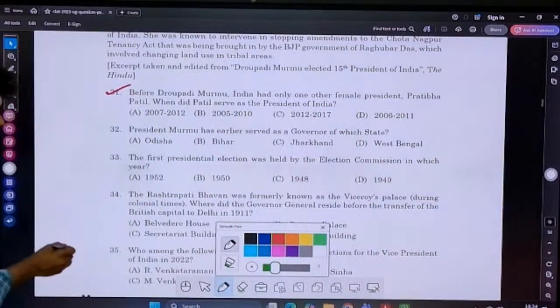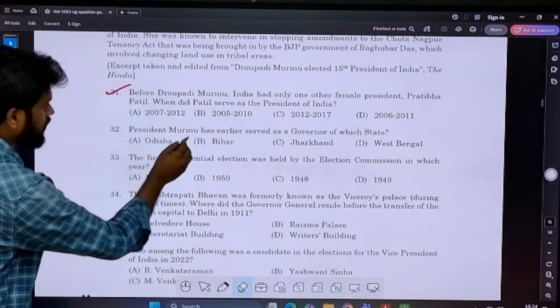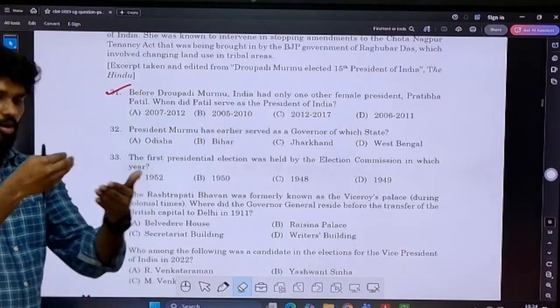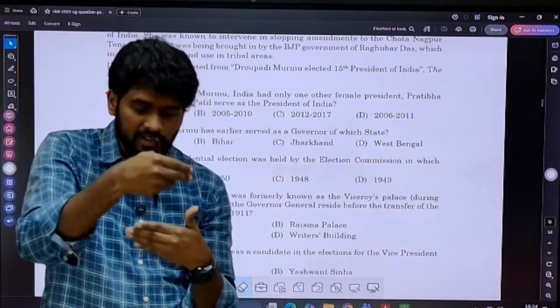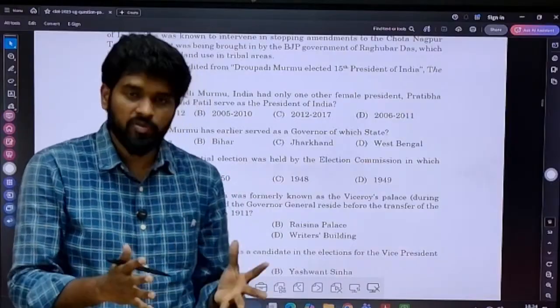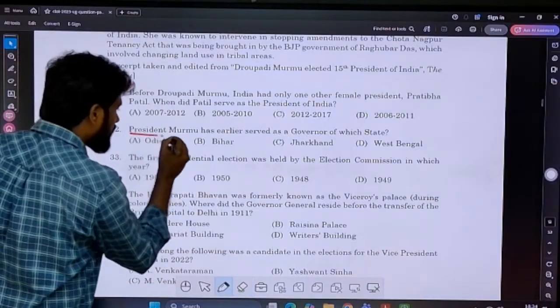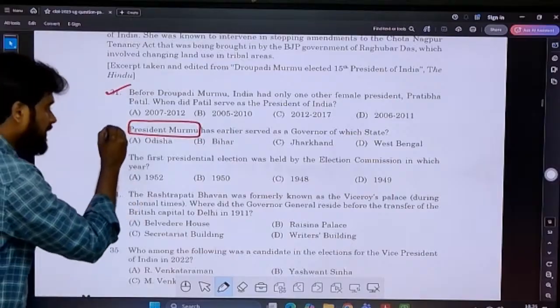Okay, next one. You see this? President Murmu has earlier served as governor of which state? I told you, about Draupadi Murmu we need to have the entire information about the President of India. Collective information has to be there. So we will read about the entire information about Draupadi Murmu.